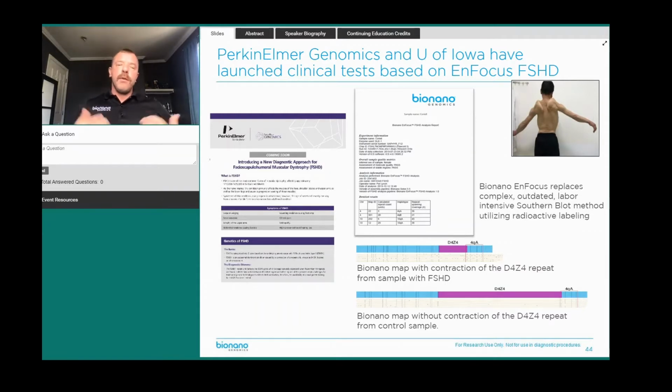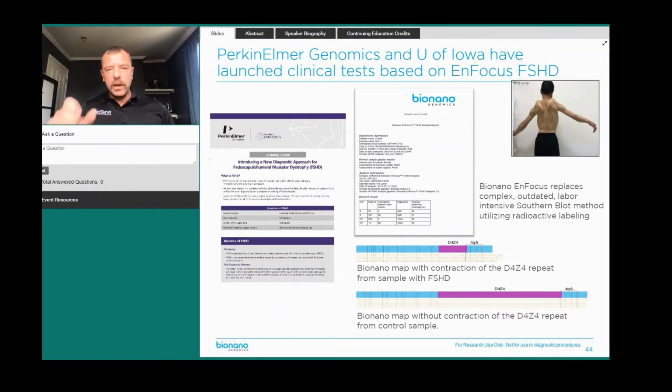The reason why this only works with Southern blot is because there's a very large repeat subtelomeric on chromosome 4. And when that contracts below 10 copies, it causes the disease by changing the chromatin structure. Now, to genotype this, you have to exactly measure this large repeat, and you have to genotype the presence of the pathogenic or non-pathogenic allele. All of this is very complex, but Bionano does this very beautifully.